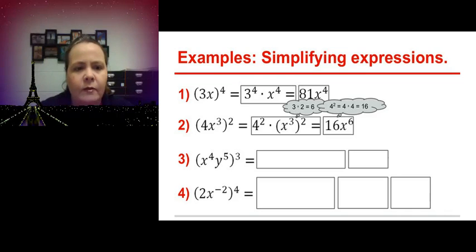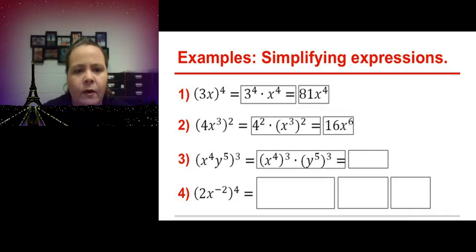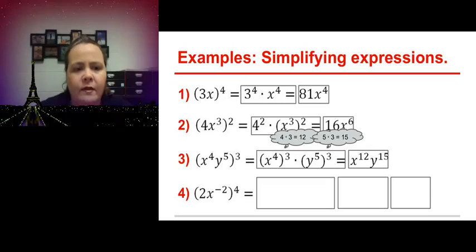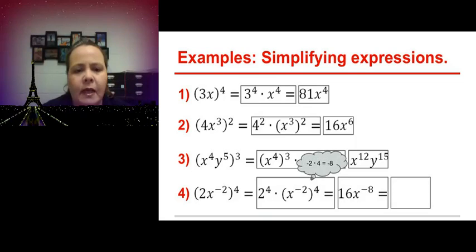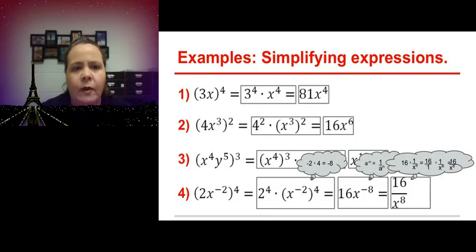Next, x to the fourth times y to the fifth, all raised to the third power. That gives us x to the fourth to the third power times y to the fifth to the third power. Using what we know about raising a power to a power, that gives us x to the 12th times y to the 15th. Looking at the fourth example, we have 2 times x to the negative 2, all to the fourth power. That gives us 2 to the fourth power times x to the negative 2 to the fourth power. Using our power to a power rule, we have 16 times x to the negative 8 power. Now, using what we know about negative exponents, we can change that to 16 over x to the 8th power.